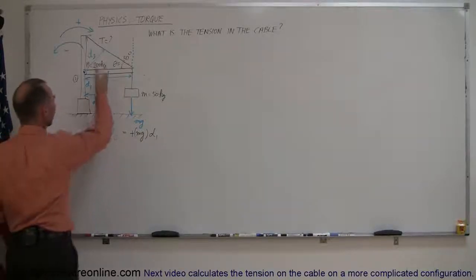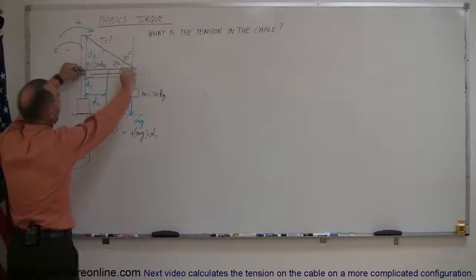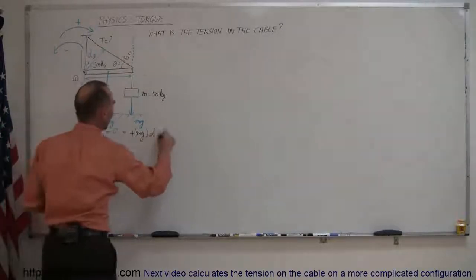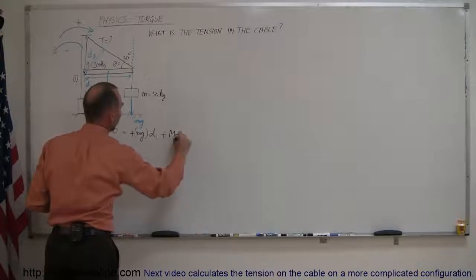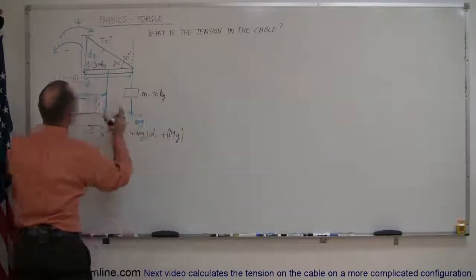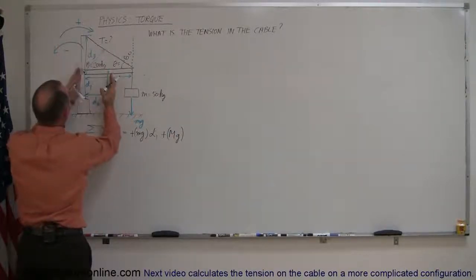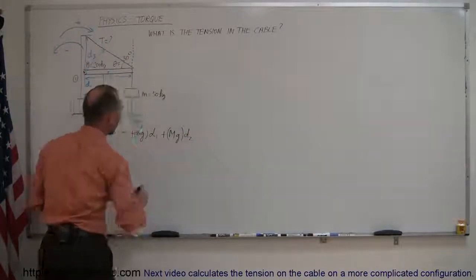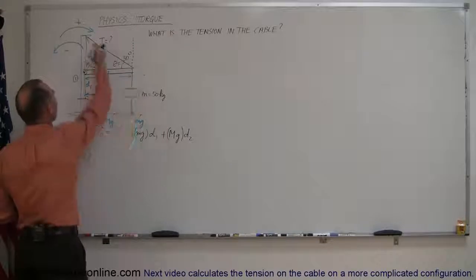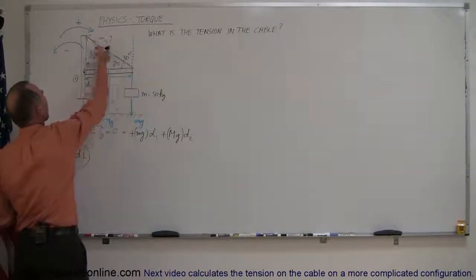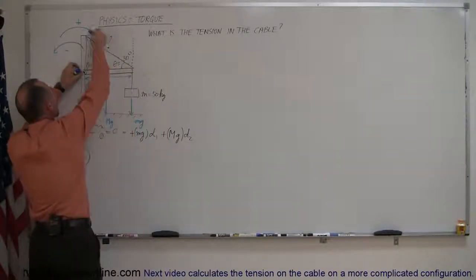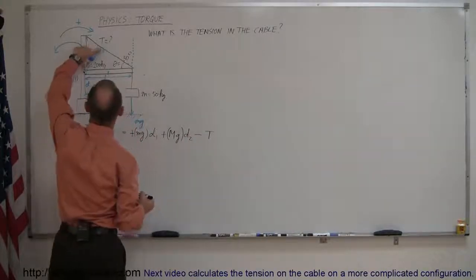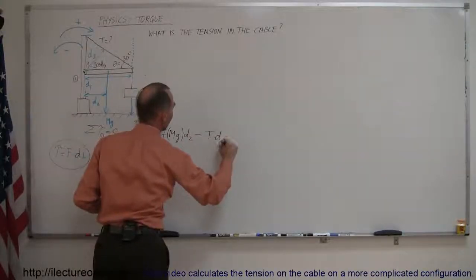Then I have a second force, which is acting this way. Again, if this was the only force acting on the beam, it would cause it to rotate clockwise. So it's a positive torque, positive mg, times the distance from the line of action of force to the pivot point, which is this distance d2 right there. And finally, I have the torque, not the torque, but the tension in the cable that would pull the beam in the opposite direction. I'm going to call that a minus torque, minus tension, times the distance d3.